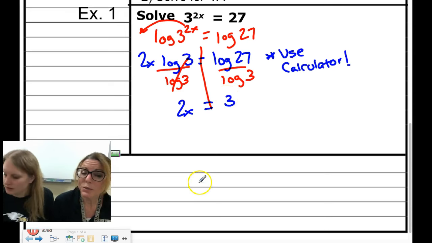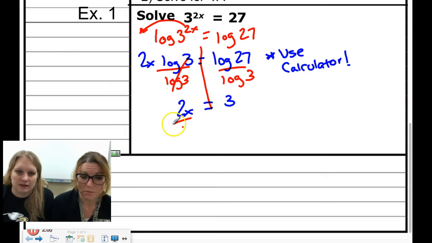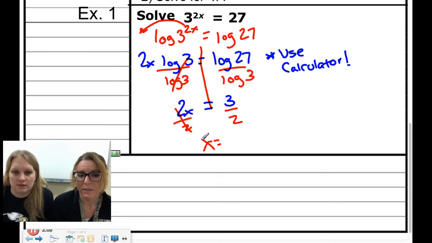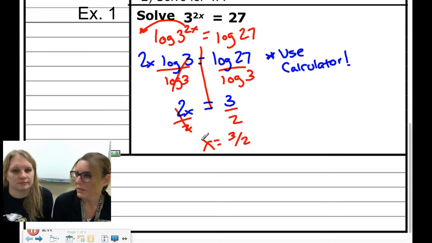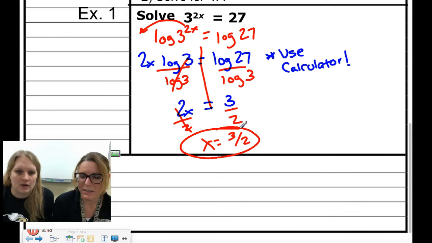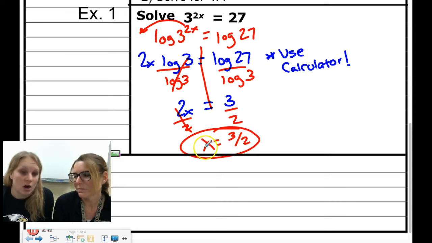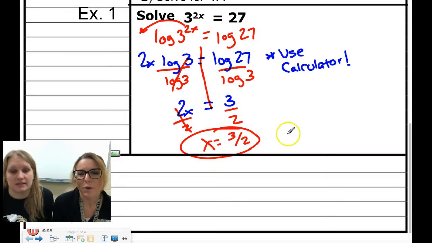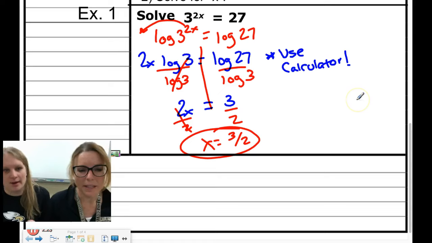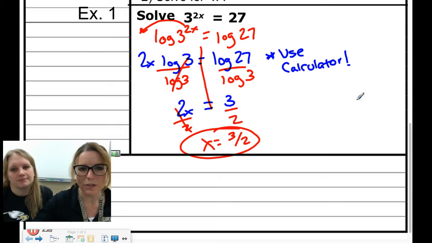Now all we do is divide both sides by 2 to get x by itself. X equals 3 over 2, and you're done. Now, is this just a coincidence that we had the 3 and the 2 like this, and we got our answer 3 over 2? Don't assume that always. It just happened this way. Definitely not.